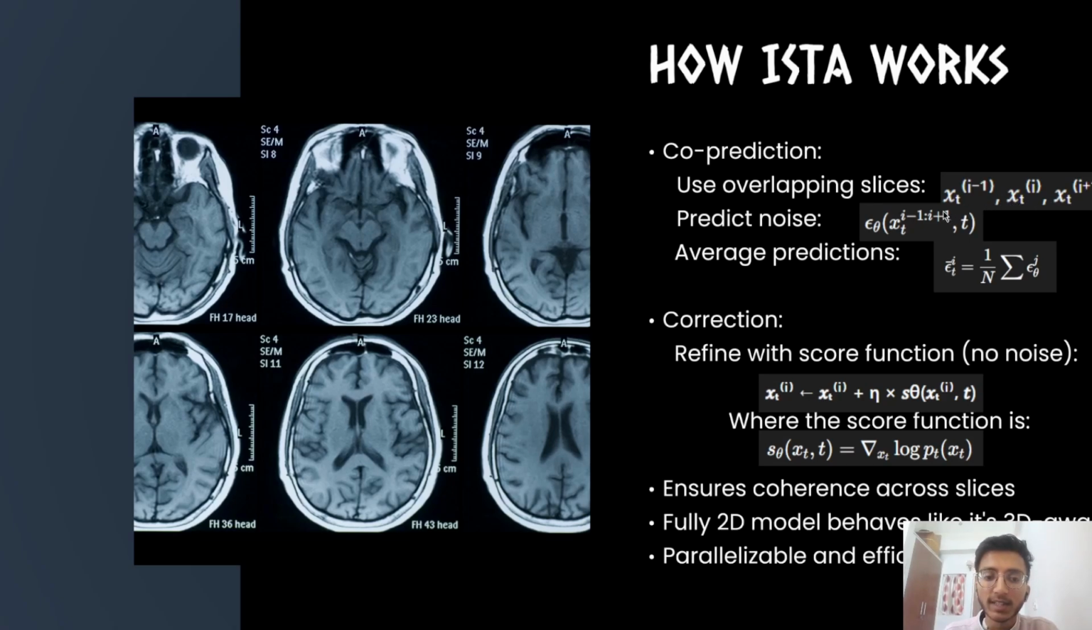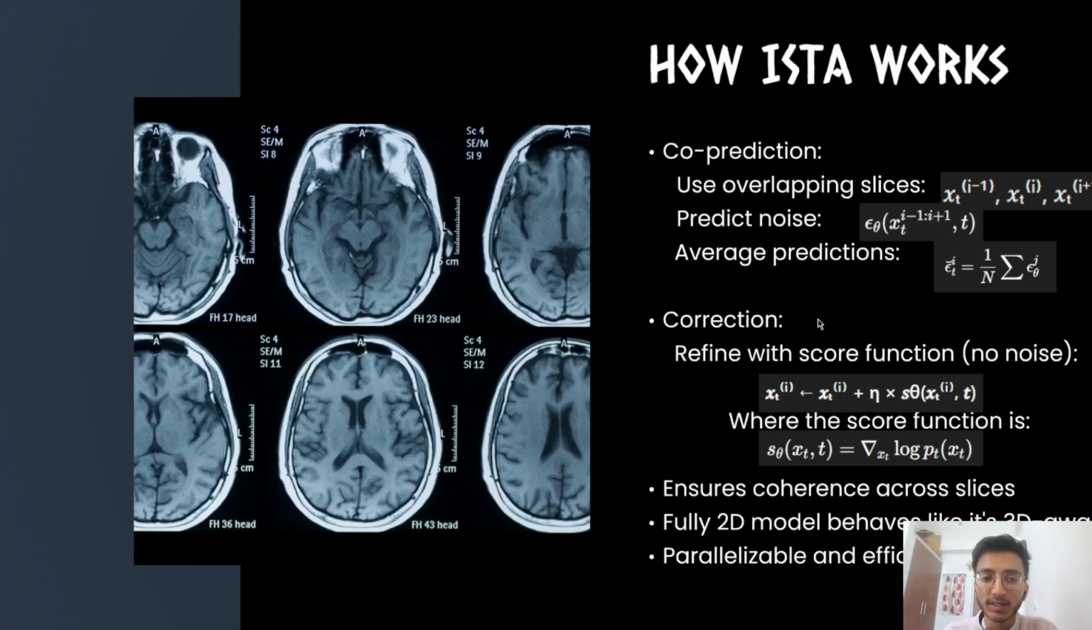The model predicts the noise for each slice using these windows. Since a single slice may appear in multiple windows, it receives multiple predictions. These predictions are averaged to produce a consensus noise estimate. This ensures that the generation of a slice is informed by its neighbors, promising smooth transitions.